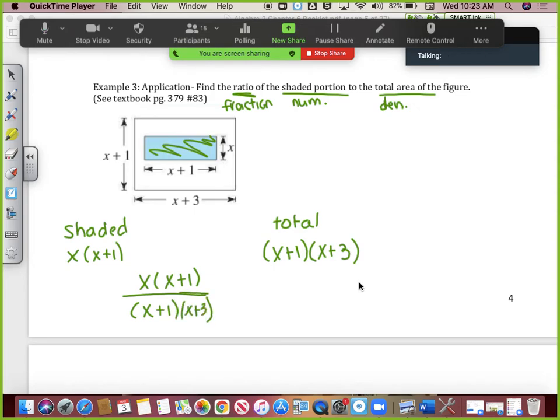Okay. Now, technically the directions should say simplify because that's what we're doing in this section. But this is the ratio of the shaded portion to the total area. If this question just said that, you could technically be done. But I would want the directions to say, find the simplified ratio of the shaded portion to the total area, which then would require one more step. What's the last thing you could do after you put it into its place to simplify it?